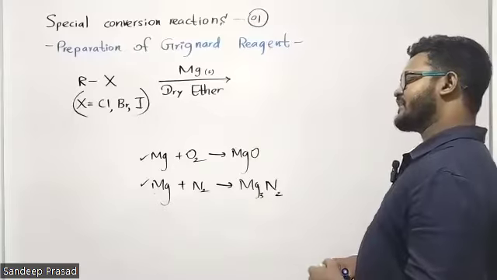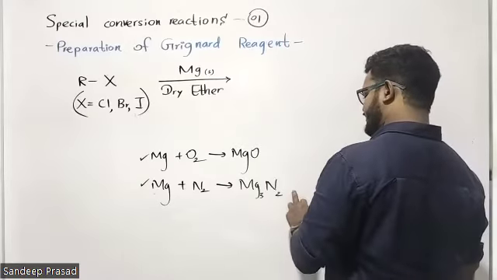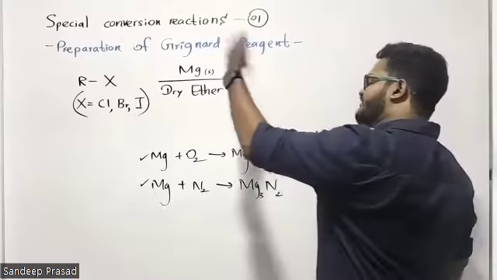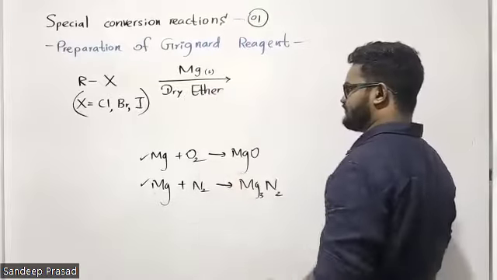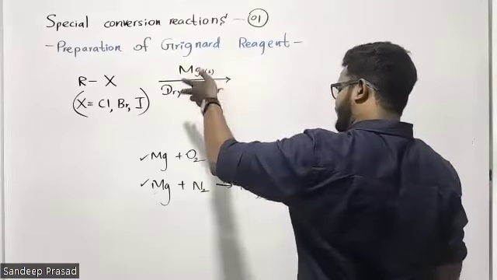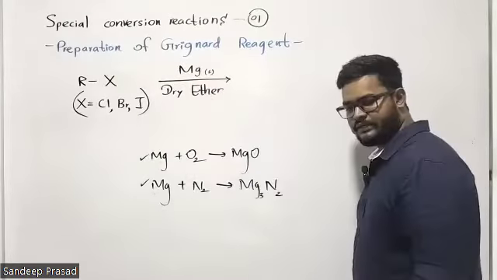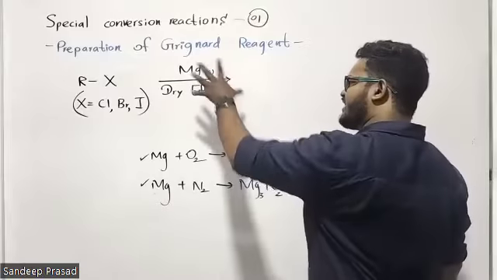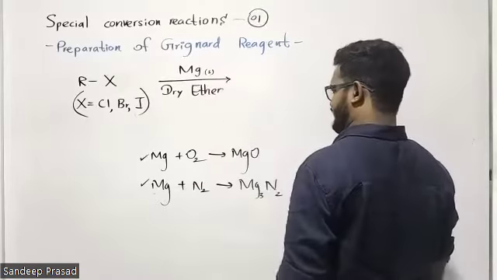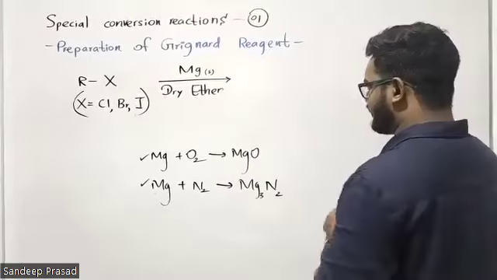So when magnesium is exposed to air, definitely it is forming these two, the oxide and the nitride. In order to prevent that reaction, we put dry ether. In order to protect the magnesium metal, we want to do the reaction with magnesium and the alkyl halide, right? So in order to protect that magnesium metal, we add dry ether. Then students, what will happen?